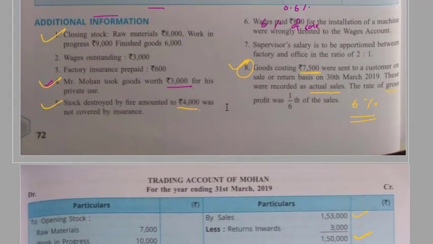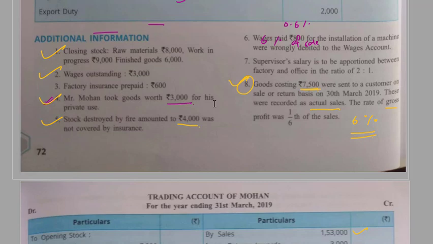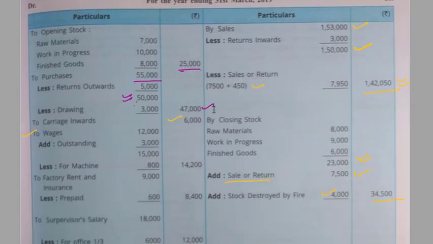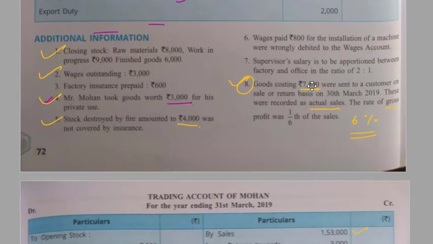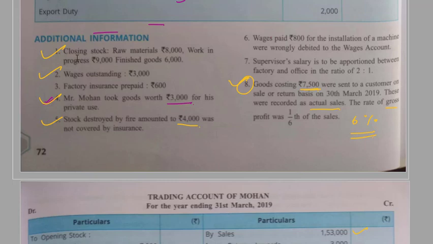Then if you see the additional items, here we have 3,000 outstanding wages. So this 3,000 outstanding wages we add. Then 800: the wages paid, rupees 800, for installing the machine should be subtracted. It should not be included. So what we have done here is, we have less for machine rupees 800. Then in additional items, one more additional item is there, factory insurance prepaid.